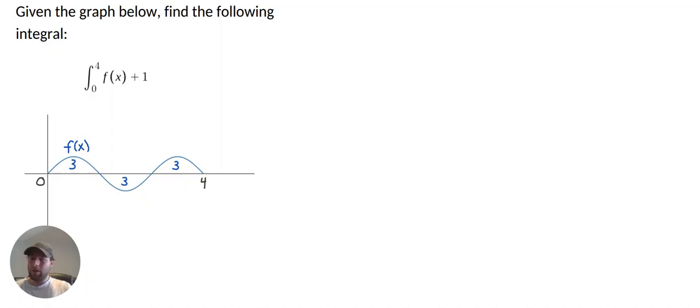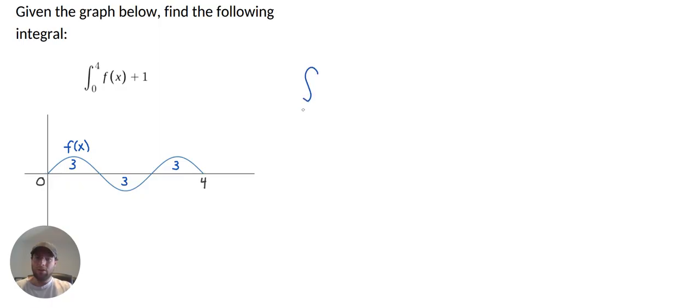And below here we have our graph of f of x, which is some unknown function, but we have some good information here where we have the graph and we know that in each of these sections here, the area underneath that curve is going to be equal to 3. So let's get started here.